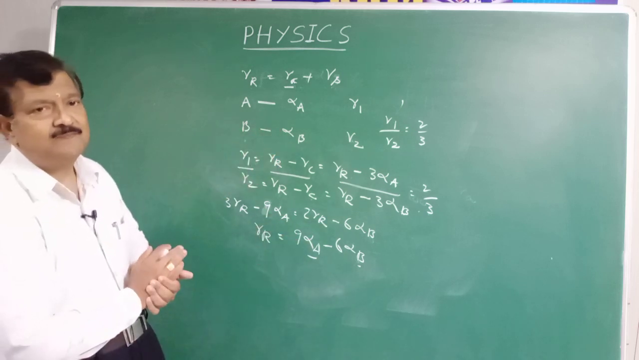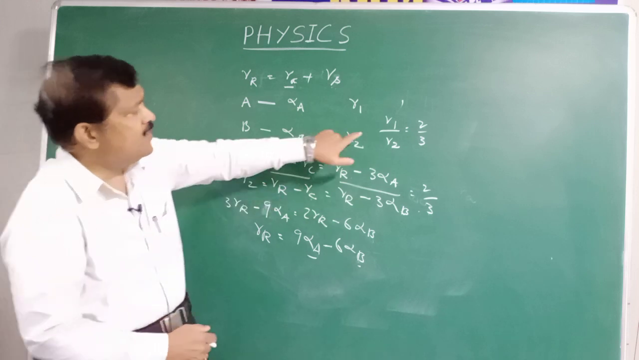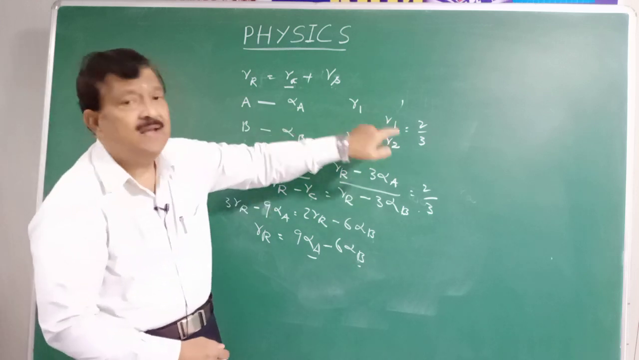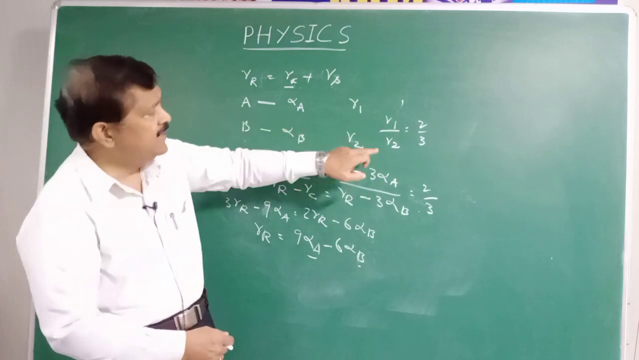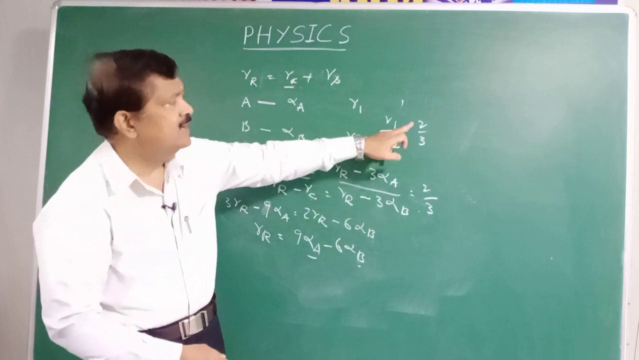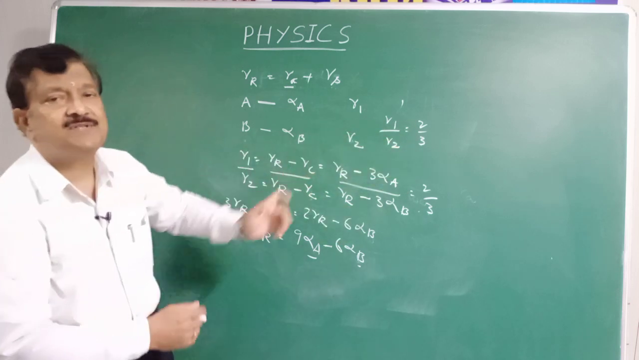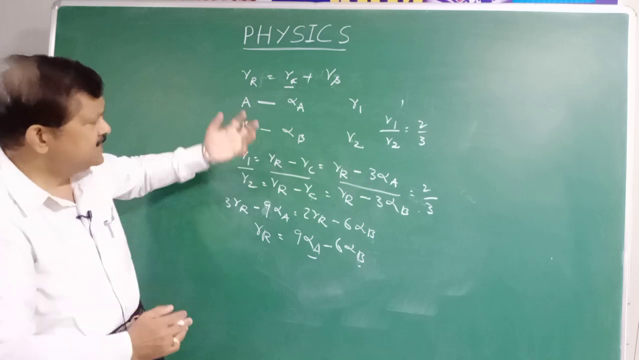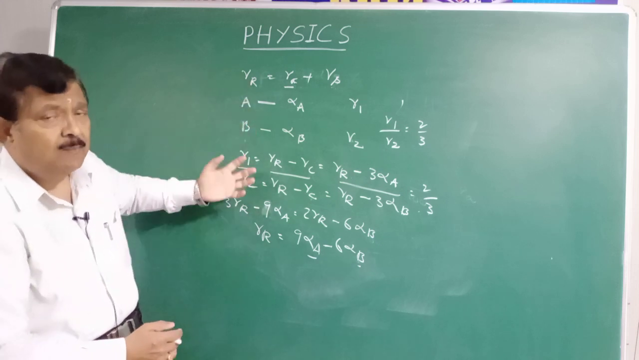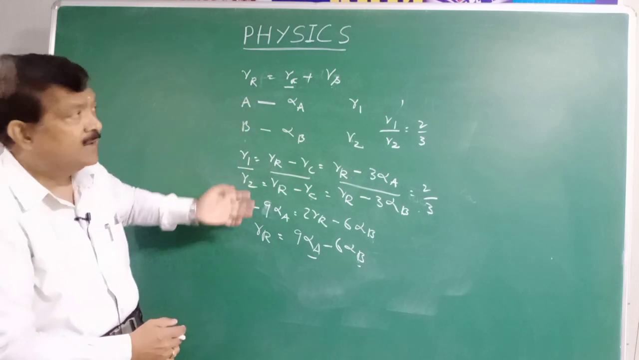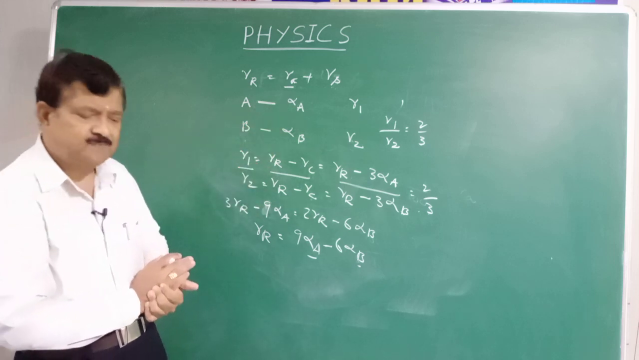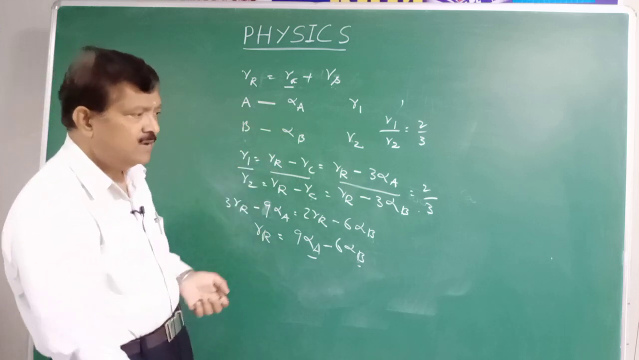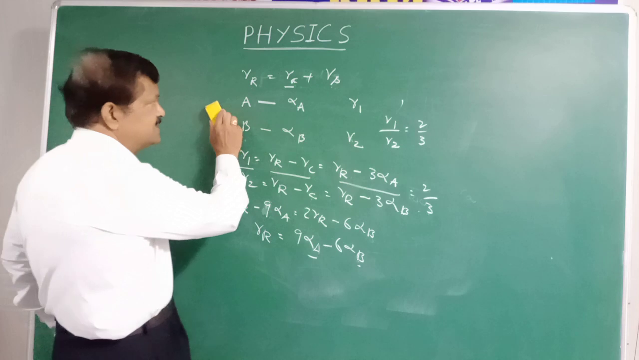So here the ratio of the coefficients of apparent expansion is given. From the ratio of the coefficients of apparent expansion, we will get the values like this. So this is one more important numerical model related to the coefficient of expansion of liquids. Now let us move on to some other case.